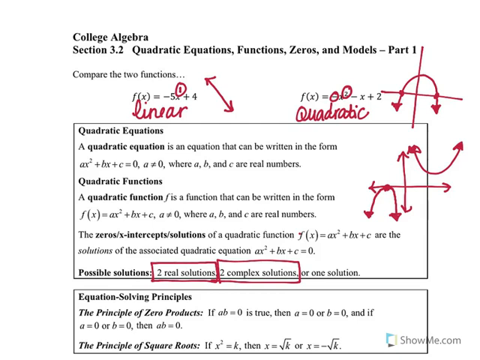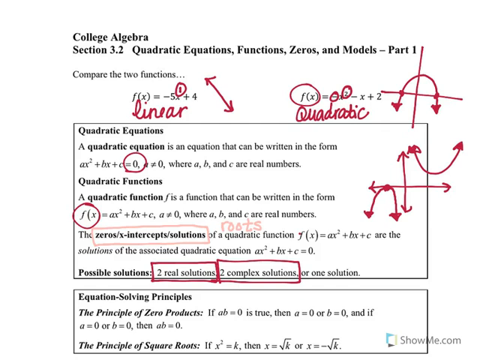Just by having this f of x out front says that it's a quadratic function. And a quadratic equation then is when I have no function, but I just set it equal to 0. And we talked about this a little earlier, that when I have zeros, x-intercepts, or solutions, we're just trying to find the location where they cross the x-axis. And these are all synonyms for the same thing. Another word you might come across is the word roots. They all mean the same thing.